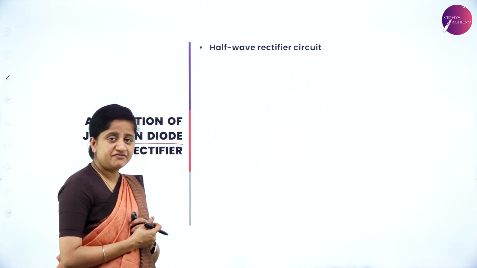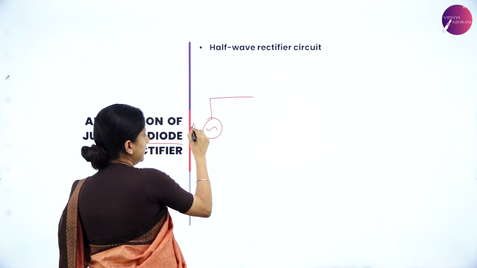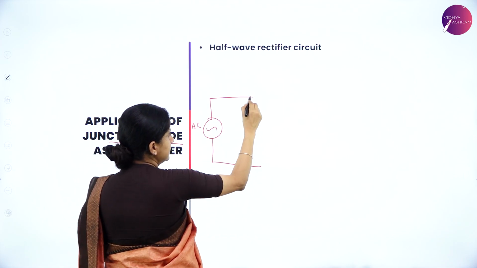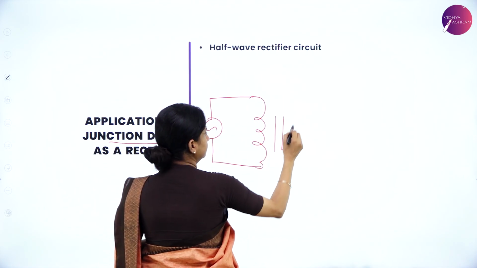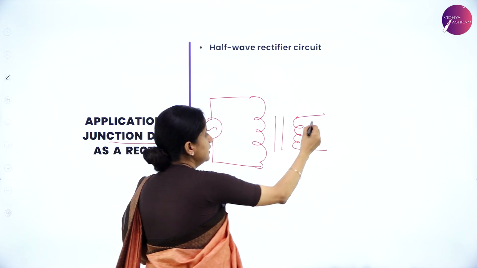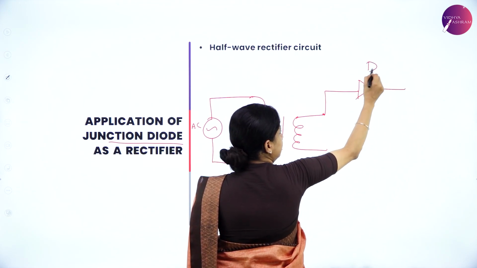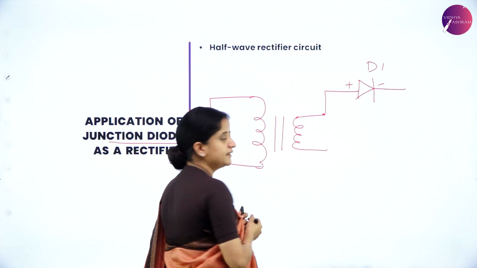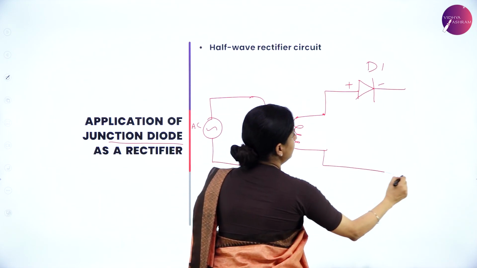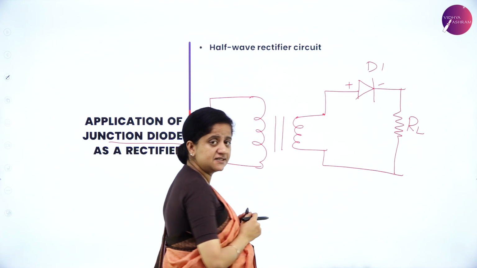So the half wave rectifier circuit consists of a primary transformer where the AC input is given, and a secondary transformer which is connected with a diode. I'll call it D1. This is the P side and this is the N side. Now the output can be calculated across the resistance RL.